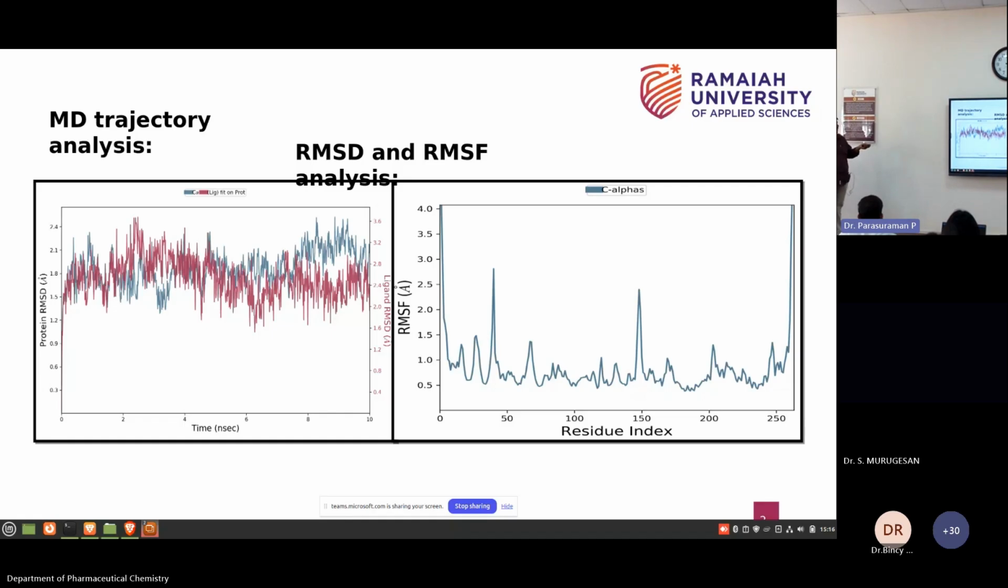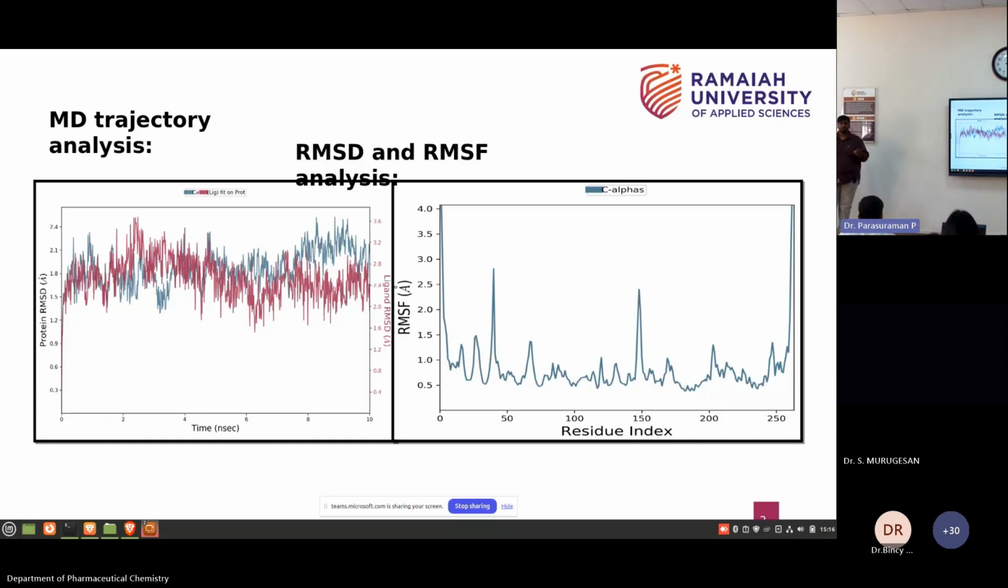Generally the RMSD should be below 5 for better results. But if the ligand RMSD is more than the protein RMSD, then the protein is not stable, so we need to optimize the ligand. We need to do docking again, and we need to run the dynamics again.